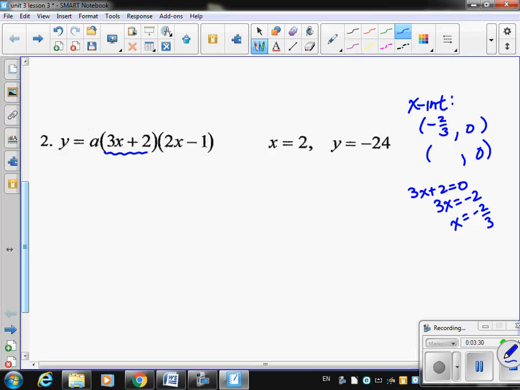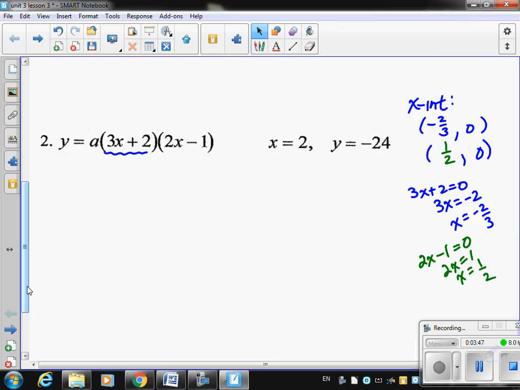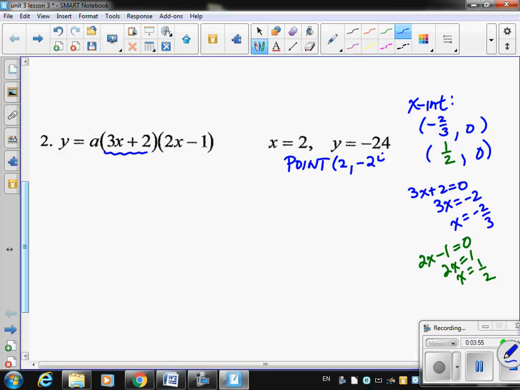The other x-intercept is when 2x subtract 1 is equal to 0. I'm going to add 1 to both sides and divide both sides by 2. X equals 1/2 is my other x-intercept. We were also told a point. They just wrote it separately again, but the point would be 2, -24.